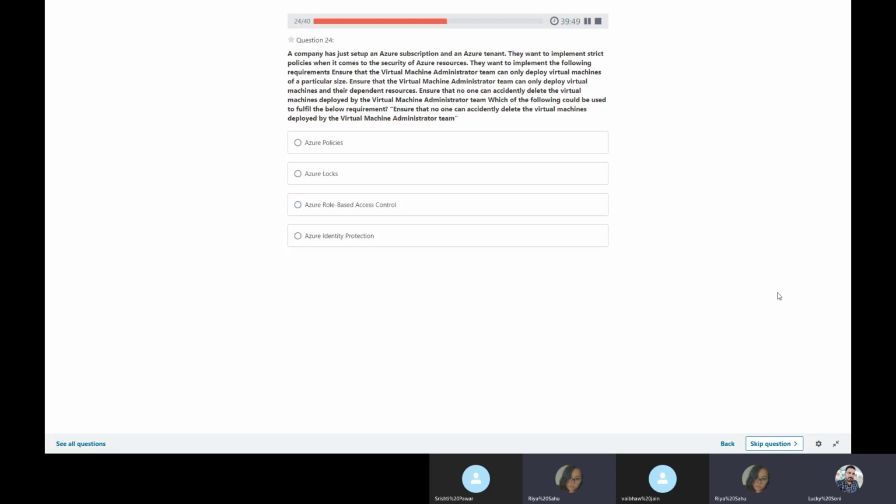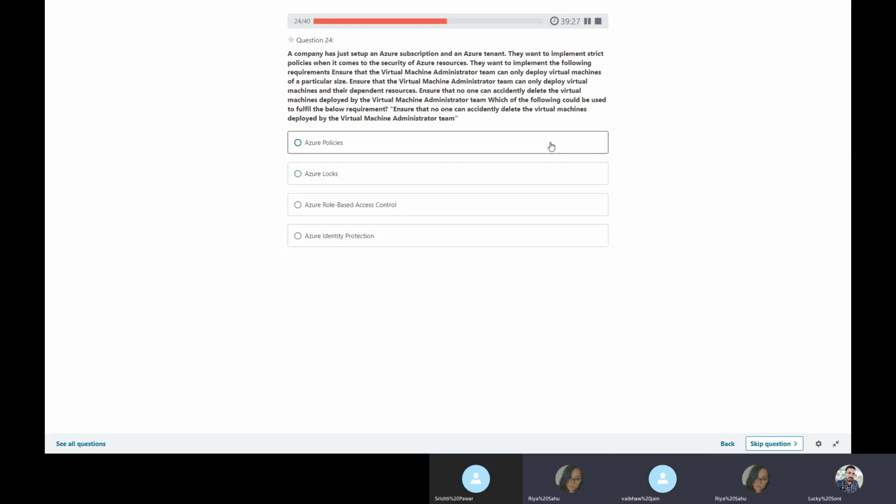Ensure that no one can accidentally delete the virtual machines deployed by the virtual machine administrator team. Which of the following could be used to fulfill the below requirement? Ensure that no one can accidentally delete the virtual machines deployed by the virtual machine administrator team.